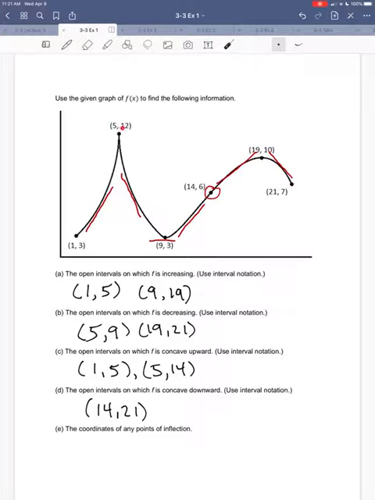We can't really talk about it being concave up at 5, 12 because I can't really do a tangent line there. That's not differentiable at that point. That's a sharp corner. Actually, the tangent line looks like it would be vertical, so the slope would be undefined right there. But this point 14, 6 is a point of inflection because it changes from concave up to concave down there. And that would be the solution to that problem.